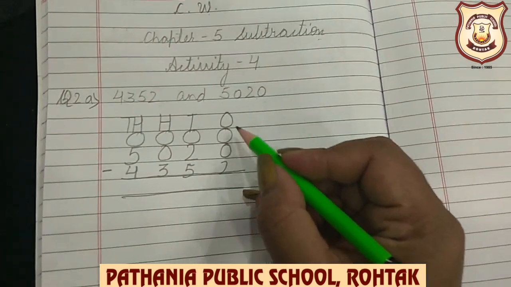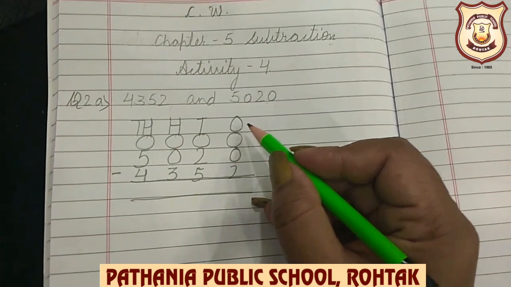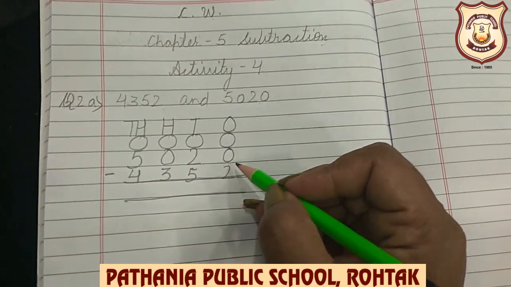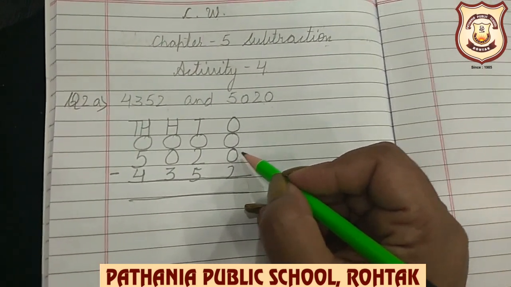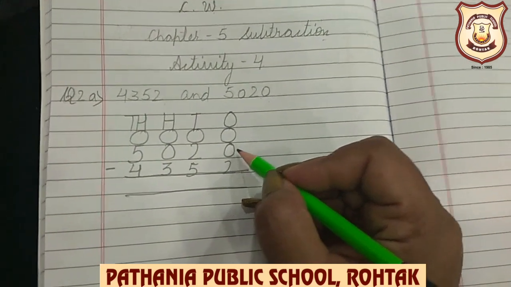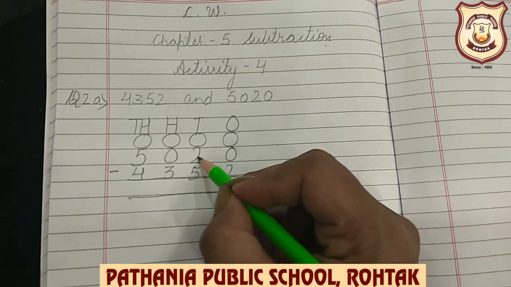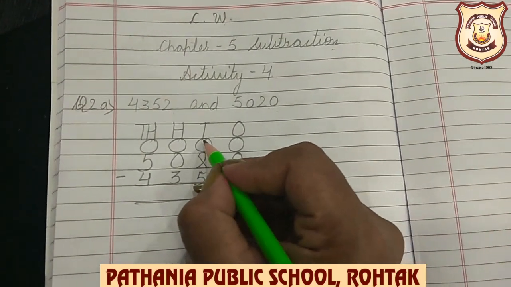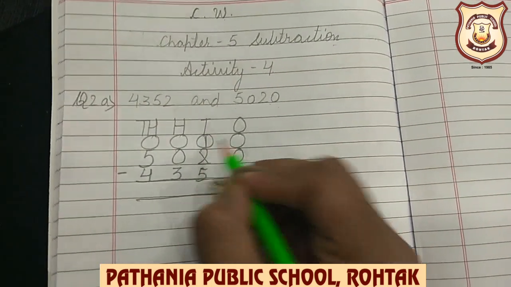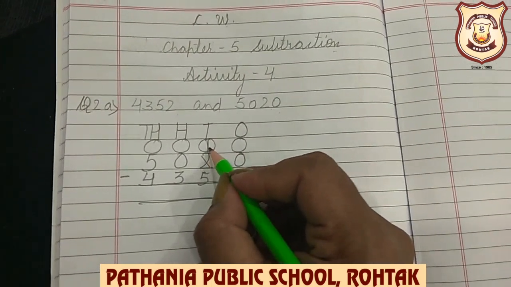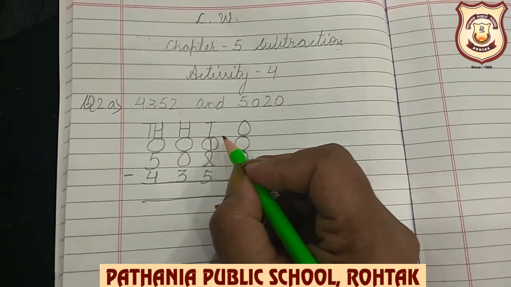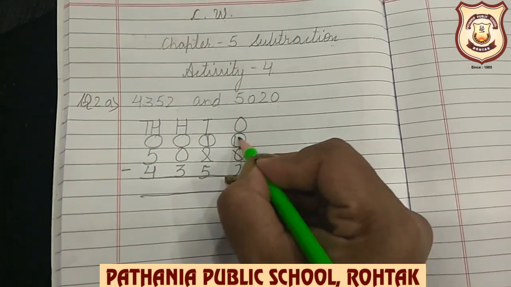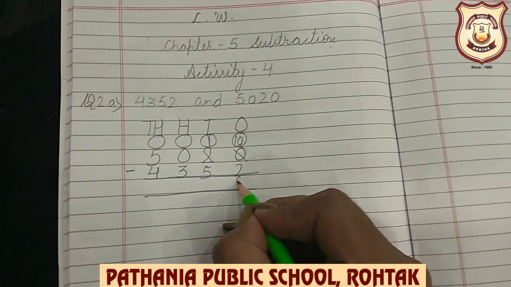Yes beta. Now at the ones place digit, we always need to start our subtraction from the ones place digit only. Now beta, 2 cannot be subtracted from 0. So what will 0 do? 0 will go to 2 and will ask for help. So 2 will give 1 to 0. That means now 2 will become 1. And now beta, because 2 has given 1 ten, which is equal to 10 ones, it will become 10. Now 10 minus 2 is 8.